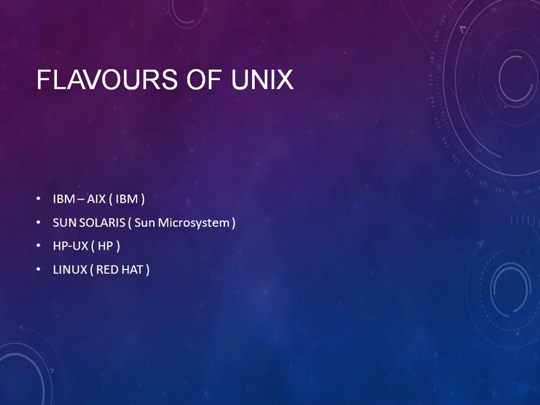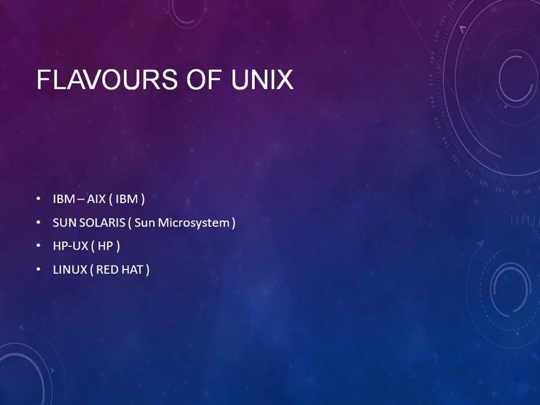Okay, now let's see the flavors of Unix. The Unix operating system has been developed by many different vendors. The first one that comes into the picture is IBM AIX. IBM was the one who developed this Unix operating system according to their customization.